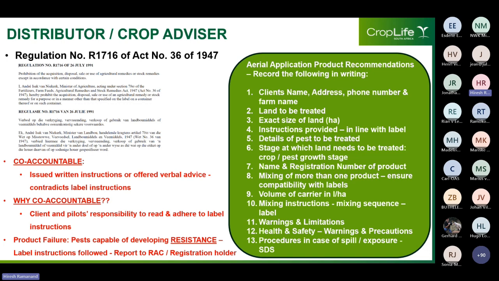The following will need to be recorded: the client's name and address, their phone number and the name of the farm, identification of the land to be treated, preferably by means of a map or GPS coordinates, the exact size of the land in hectares, instructions provided in accordance with the label, details of the pests to be treated, for example, insects, fungi, and weeds, the stage at which land needs to be treated, which generally depends on the growth stage of the crop or pest, and time limits according to the label directed instructions.